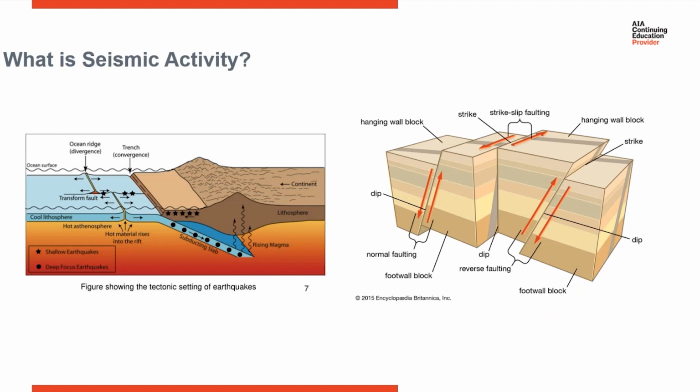This illustrates the various ways that a plate can slip along the edges. So you have reverse faults, strike slip faulting, and normal faulting. And then on the left, we showed you an image of where oceanic crust meets continental crust. And this is also an area where earthquakes can occur. You can notice they have shallow earthquakes as well as deep focus earthquakes.